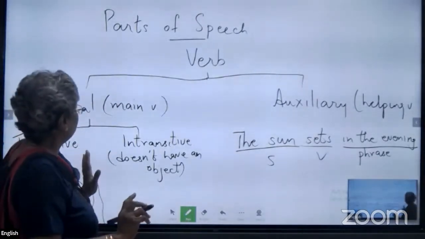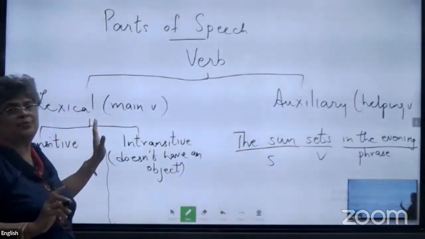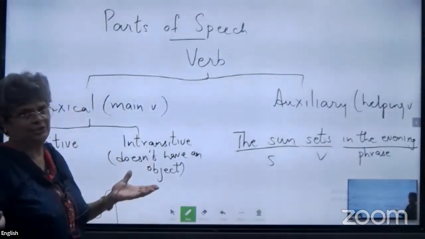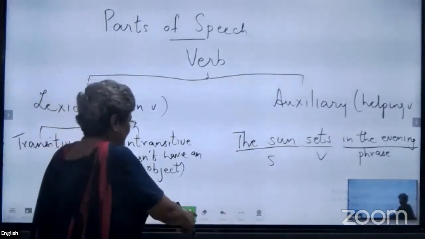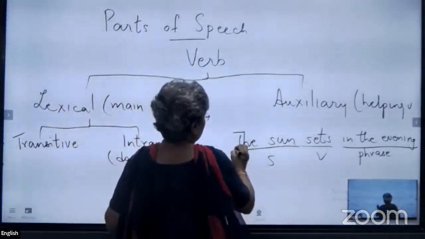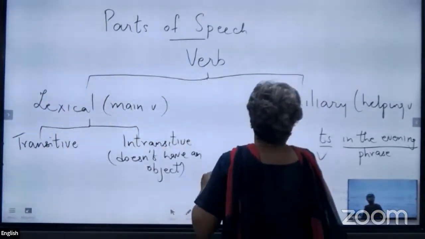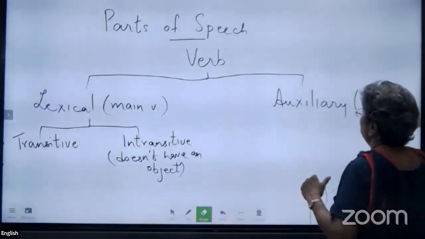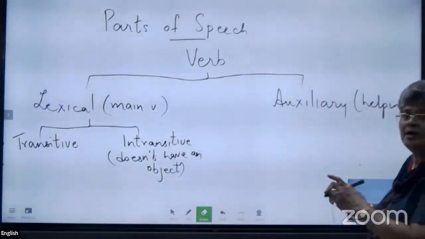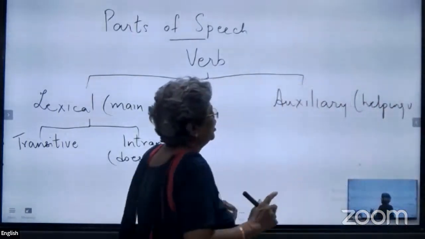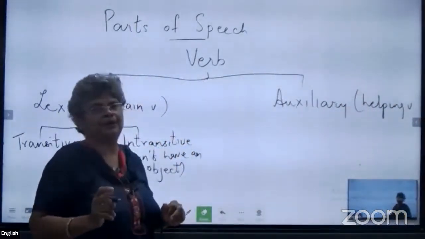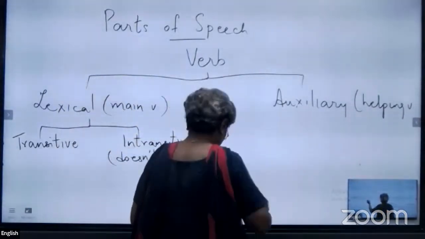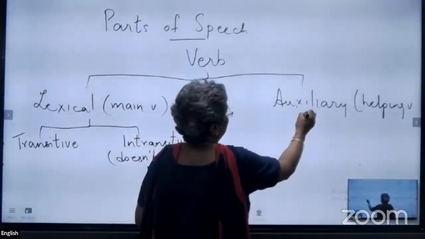Understood so far, children? This is the lexical verb, otherwise, like you say, the action word. They are of two kinds, transitive and intransitive. The most important part is the auxiliary, otherwise the helping verb. Helping auxiliary is again divided into two.